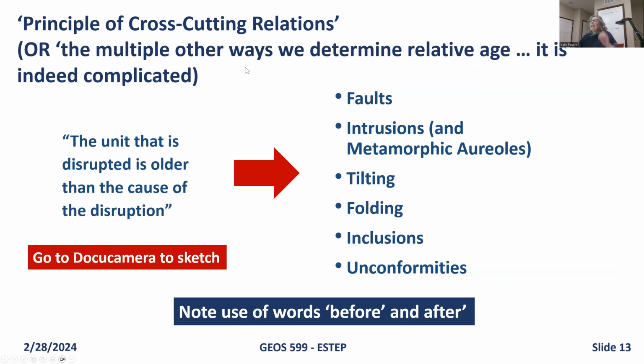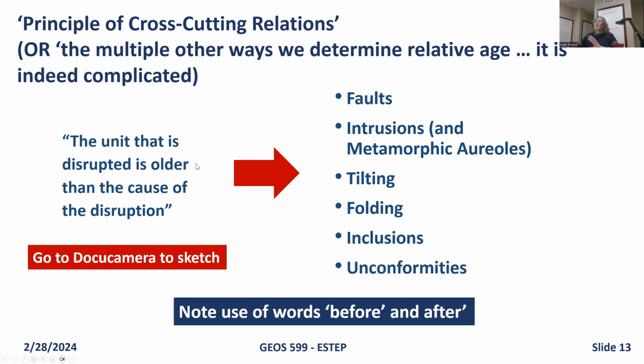Okay, so unconformities are useful for understanding geologic histories, but there are a whole bunch of rules and observations that we use to determine relative age. And these get called the principle or principles of cross-cutting relations. You can also think of this as the multiple other ways we determine relative age. And it gets kind of complicated.